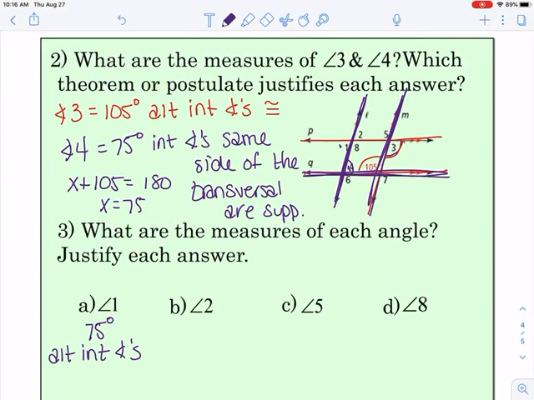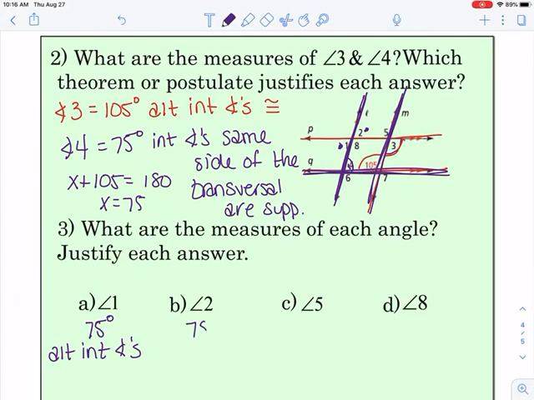Okay, for angle 2, it is here, and angle 2 and angle 1 are vertical angles, so those are going to be congruent. So that means that angle 2 is going to be 75 degrees, and that's because vertical angles are congruent. And then for angle 5, there are two different ways to find it.